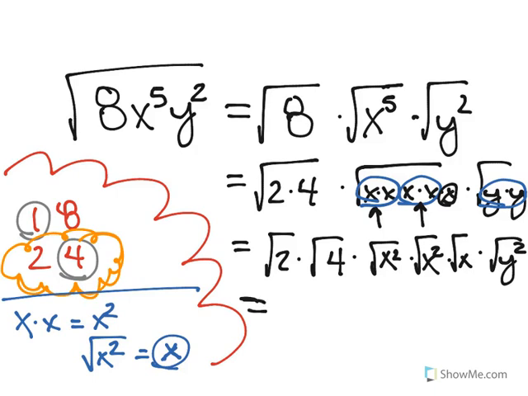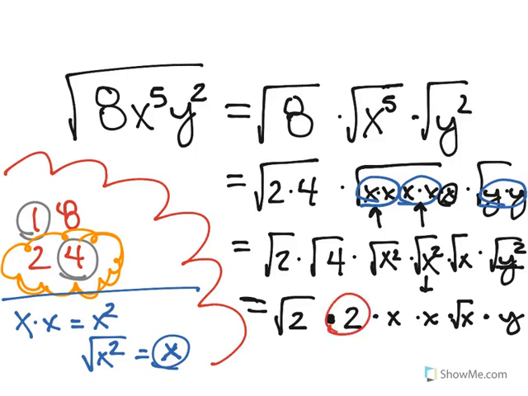Now square root of 2 cannot be simplified any further, so we leave it under the radical as square root of 2. Square root of 4 is 2. Square root of x squared is x. Square root of this x squared is x. Square root of x, that's just an x by itself. It's just one x, so we leave it under the radical. Remember, you need 2 x's to simplify. And then the square root of y squared is y, because anytime we take the square root of something squared, it's just the base.